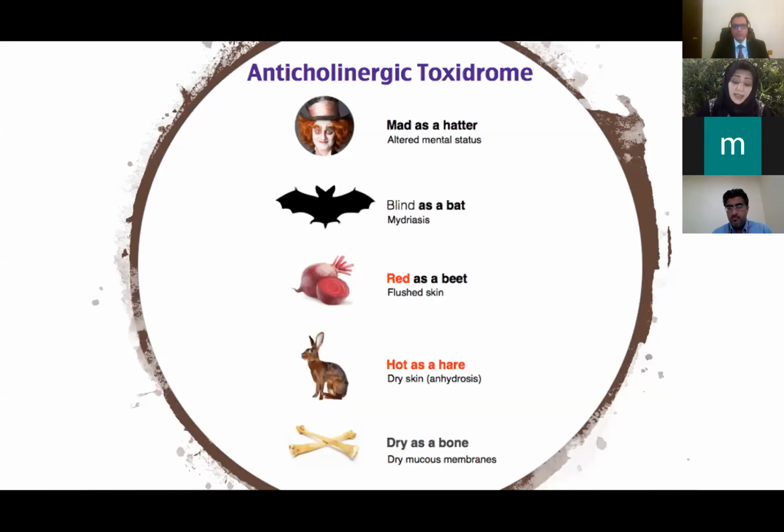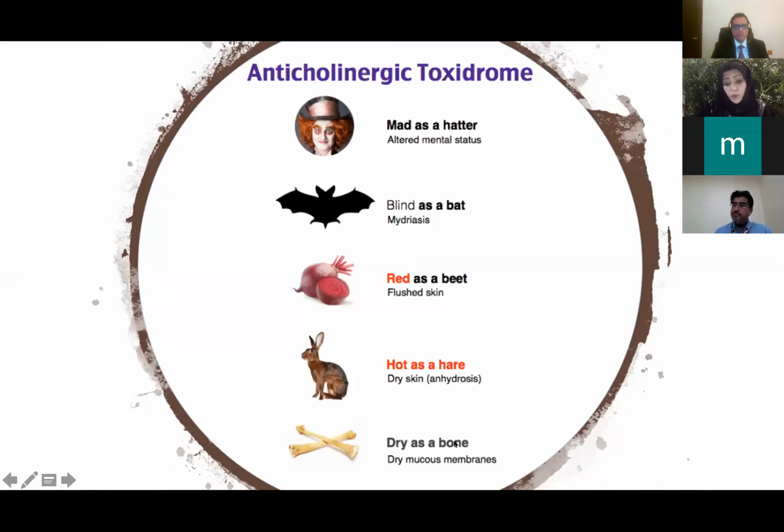Blind as a bat, because the parasympathetic third nerve, the oculomotor nerve, is paralyzed, so you don't accommodate. If you're looking far and then want to look at something closer, you can't do it, and so you're blind. Those three here are very much coming from the same thing.